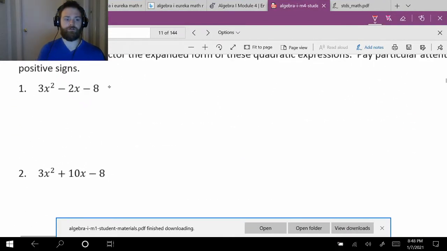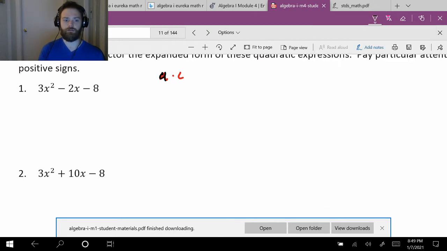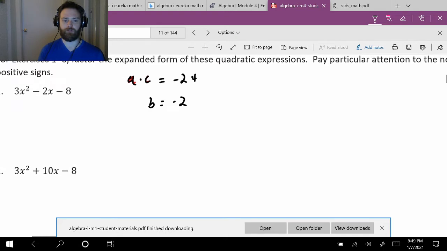And so you can start to factor some of these just by using a times c, right? We've talked about a times c, but in the previous examples that we've done, the coefficient has not been 1. So here a times c is 3 times negative 8, which is negative 24. B term is negative 2. So I'm looking for two numbers that multiply to be negative 24 but add to be negative 2. And you might already see it, you might not, but if you look at factors of negative 24, plus minus 1 plus minus, or minus plus. Yeah, I need to put that as minus plus.